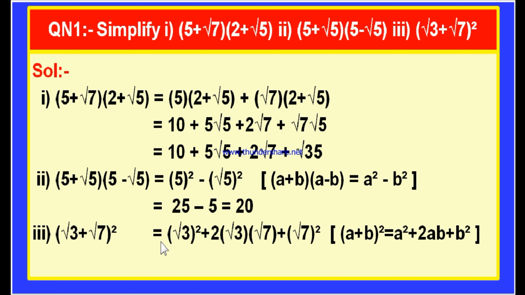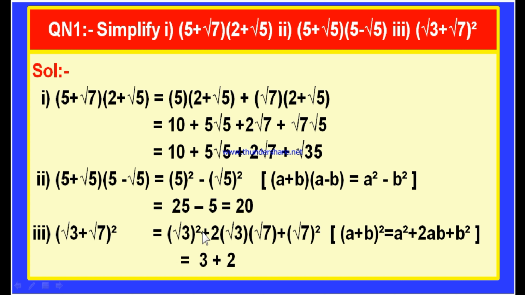I shall repeat. (a + b)² = a² + 2ab + b². Now the given expansion is in the form of (√3 + √7)², that is (a + b)². a² means (√3)², plus 2ab means 2 into √3 into √7, plus b² means (√7)².